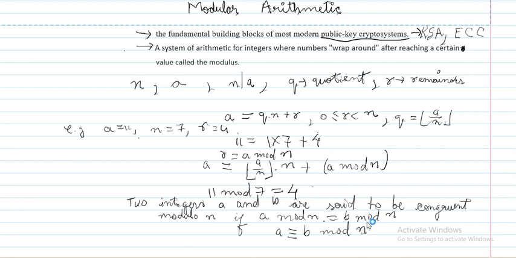So this means a is congruent to b mod n, or we can say that a and b leave the same remainder when divided by n.